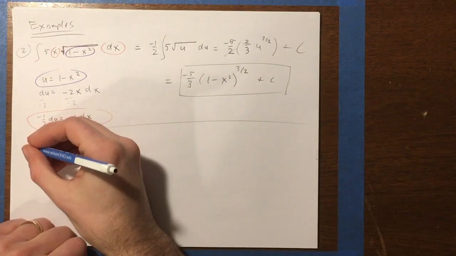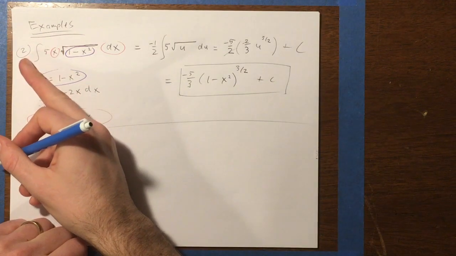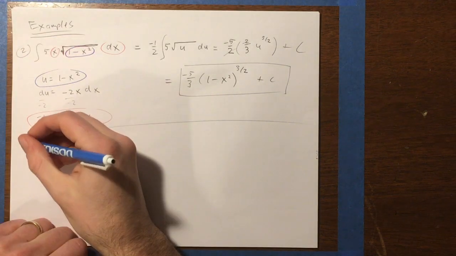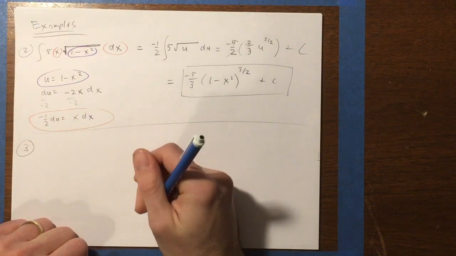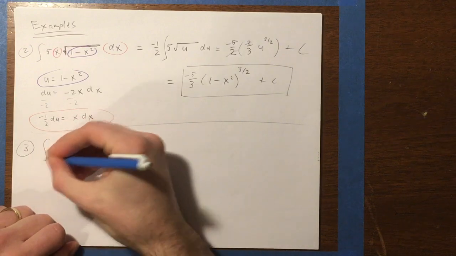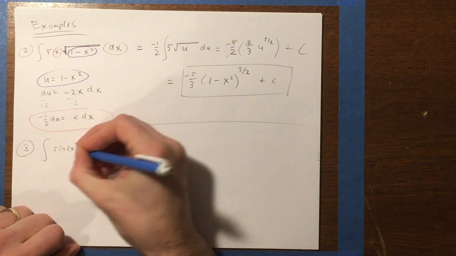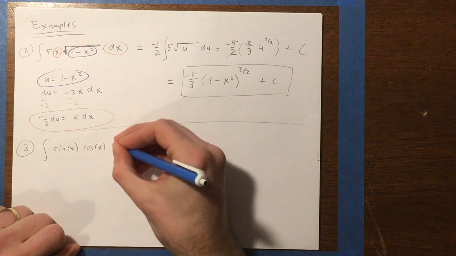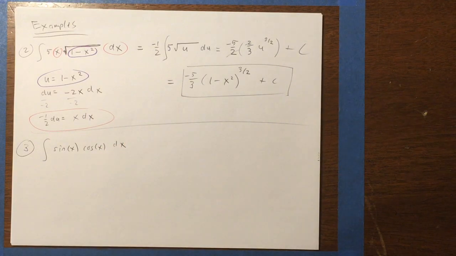Sorry, I called that example 2 because we did an example in a previous video. So let's do example 3. For this one, I'm going to do sine of x times cosine of x dx. Well, that's interesting. Sine and cosine are, in one way or another, kind of like derivatives of each other. Cosine is the derivative of sine, and sine is not the derivative of cosine, but it's the opposite of the derivative of cosine.